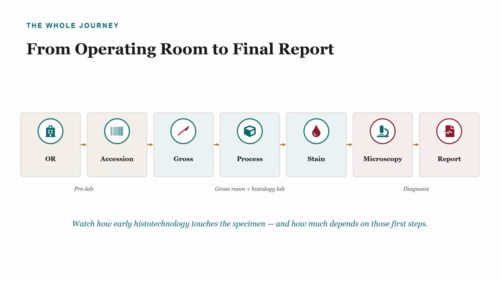I want you to notice 2 things. First, how early in this chain the specimen gets handled by the histotechnologist. And second, how many later steps depend on those early ones being done correctly. This pipeline is worth memorizing. We'll return to it all term as we go deeper into each step. For now, let's follow the specimen through, beginning in the operating room.